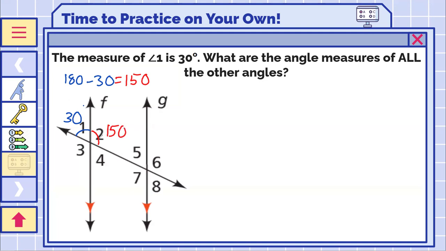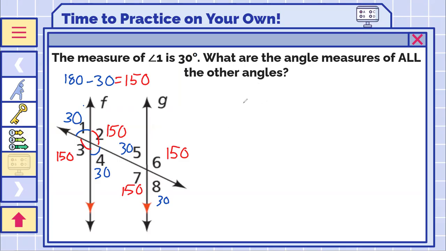From here, you should have used your vertical angle rules, meaning that angle 2 and angle 3 are on opposite sides of the crossing line. So if you said angle 3 and 2 are both 150, you were right. If you did the same thing with angle 1 and 4 and said they should both be 30, you are right. If you then take this whole thing and just copy it over to the other side, meaning we should have 30, 30, 150, and 150, then you successfully found all of your angle pairs.